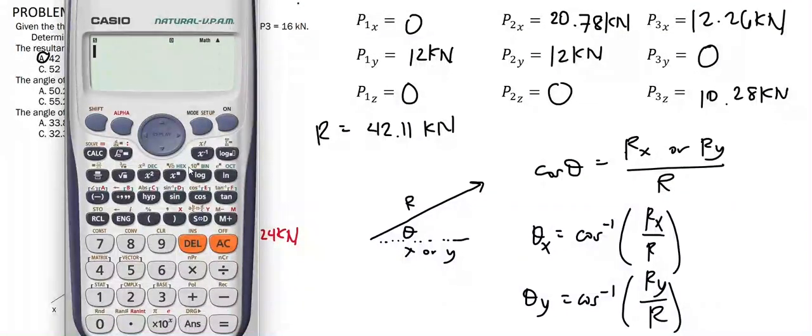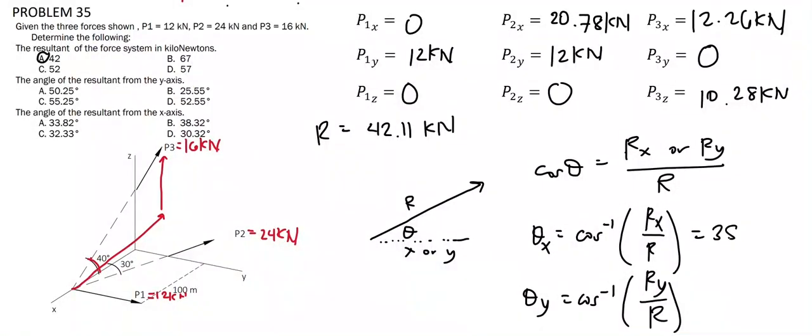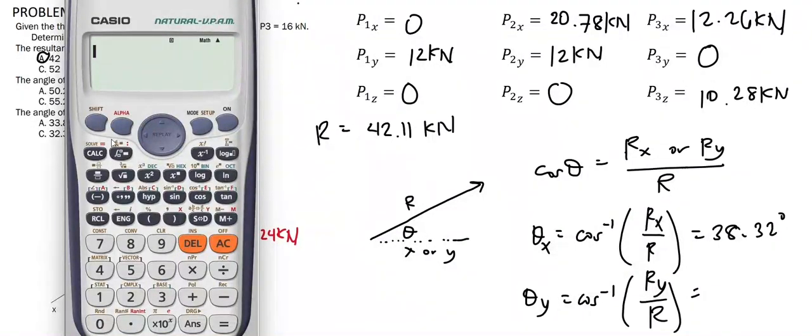So doing so, we have the value for Rx, that is 20.78 plus 12.26, divided by the resultant that is 42.11. We get 38.32 degrees. And to solve for the angle between the resultant and the y-axis, we have inverse cosine of Ry, that is 12 plus 12, or 24, divided by the resultant R. So we have 55.25 degrees.